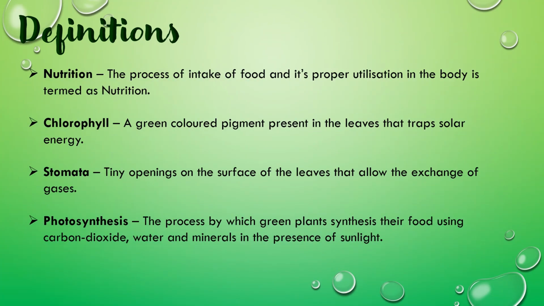Definitions. Nutrition: the process of intake of food and its proper utilization in the body is termed as nutrition. Chlorophyll: a green colored pigment present in the leaves that traps solar energy. Stomata: tiny openings on the surface of the leaves that allow the exchange of gases. Photosynthesis: the process by which green plants synthesize their food using carbon dioxide, water and minerals in the presence of sunlight.